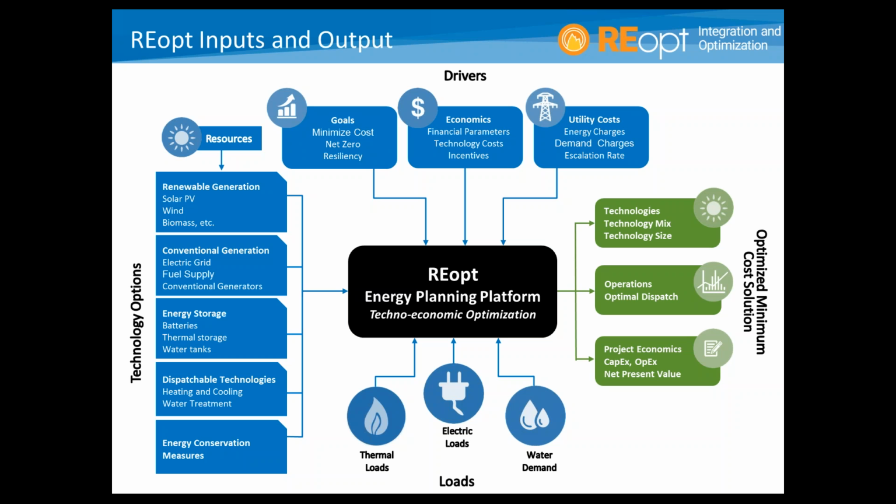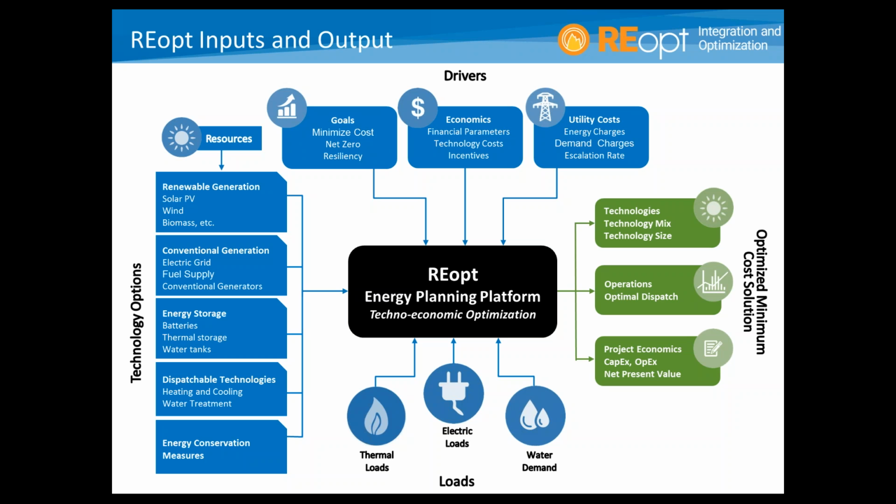So if, again, someone might have a goal to get to net zero or to sustain their critical load on site for 7 days, those are the kinds of constraints that we can put in the model to inform the end solution. And then on the right is what comes out of the model. So this is the optimized minimum cost solution, which includes the technologies recommended, both the type and the size of them, how we recommend you operate those technologies, which is the optimal dispatch, and then finally the project economics. So that's the capital cost, the annual operating cost, the life cycle cost, and the overall net present value of the investment.